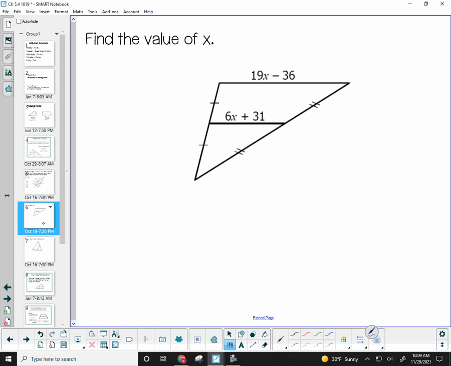We would need two midsegments to equal the third side, right? So I would take 2 times the quantity 6x plus 31 to equal my third side, which is 19x minus 36. So 2 midsegments equal the third side. Or you could say that the midsegment, 6x plus 31, is equal to half of the third side.